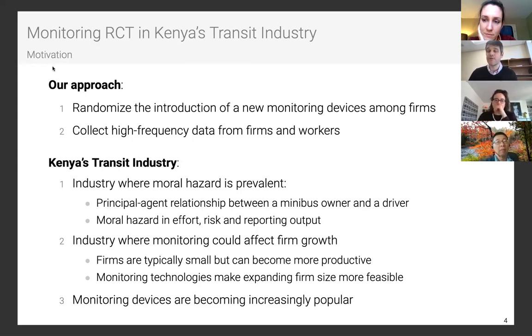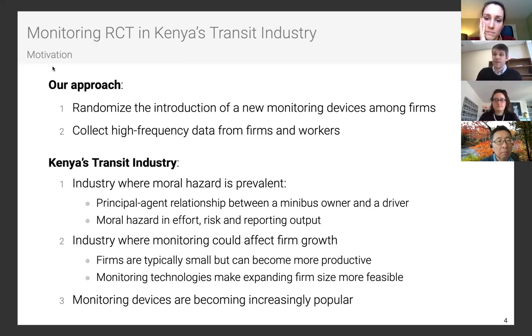The firms that you observe in this industry are typically very small. It's actually one owner owns one minibus. There's a lot of anecdotal evidence that we think they might be more productive. Basically, owners complain to us that this moral hazard problem constrains how much profit they make, and also prevents them from maybe expanding their business and becoming more efficient.